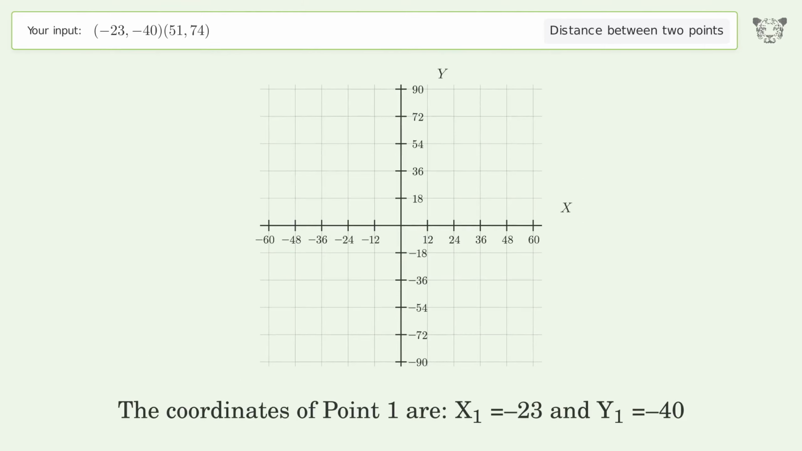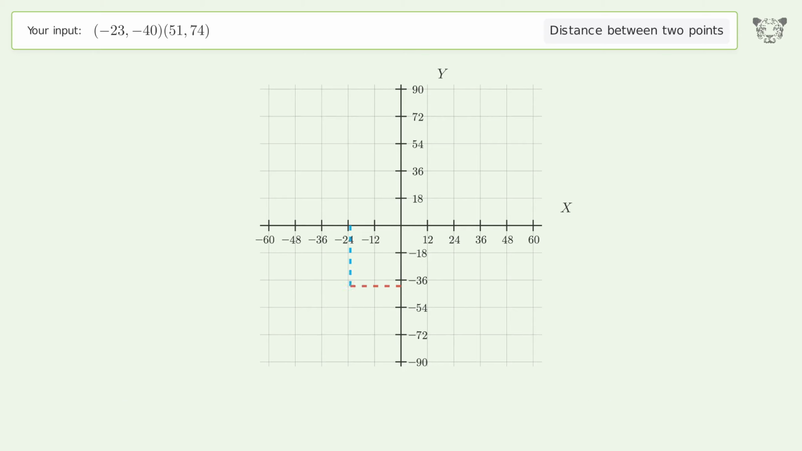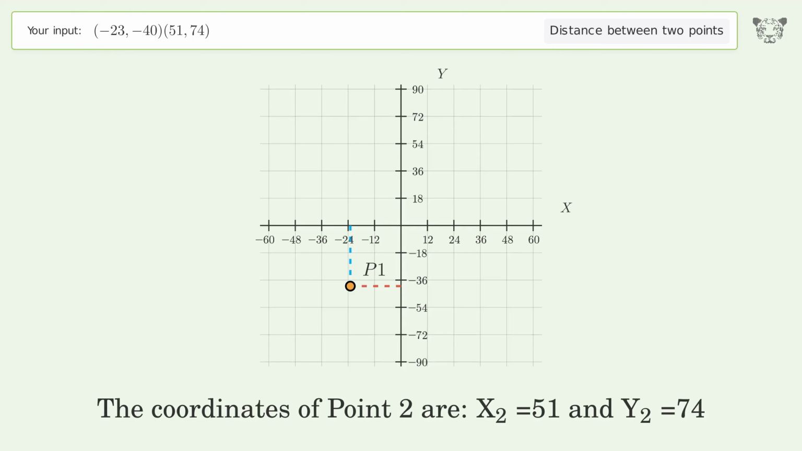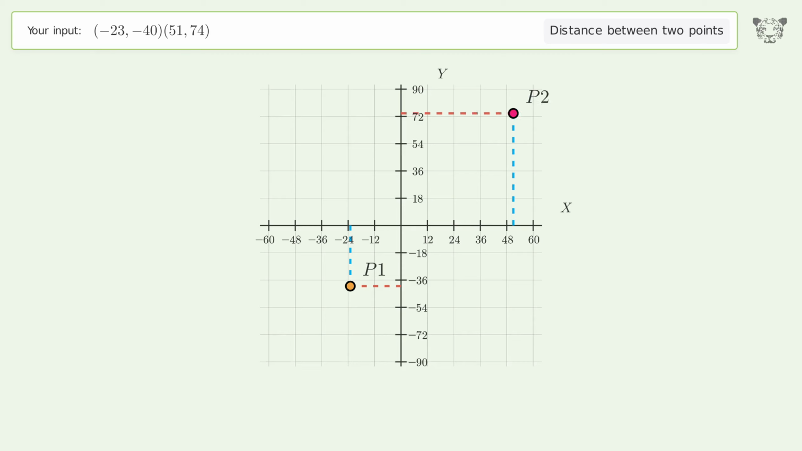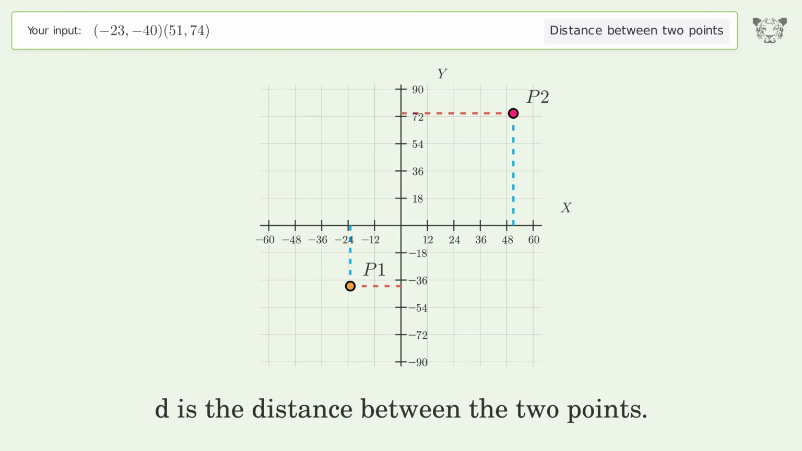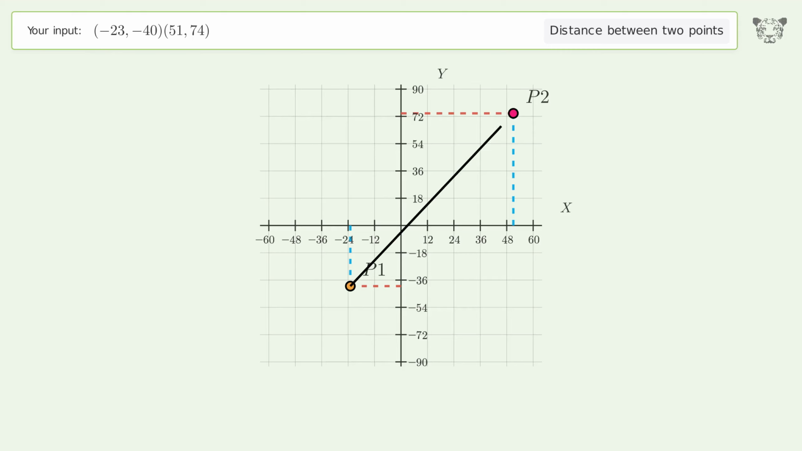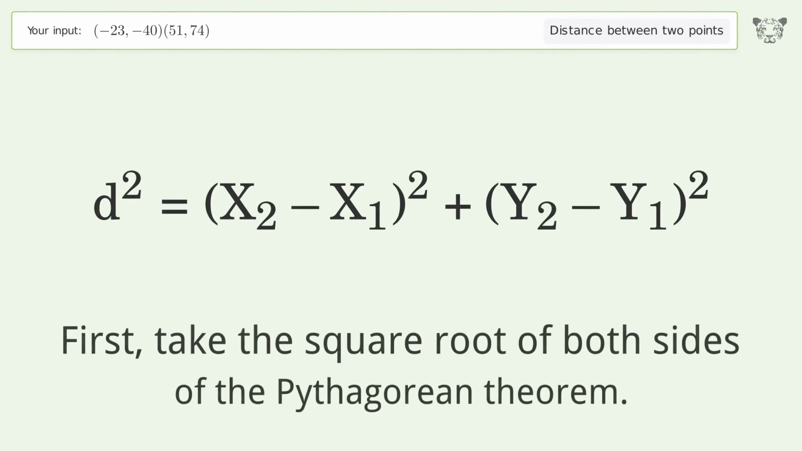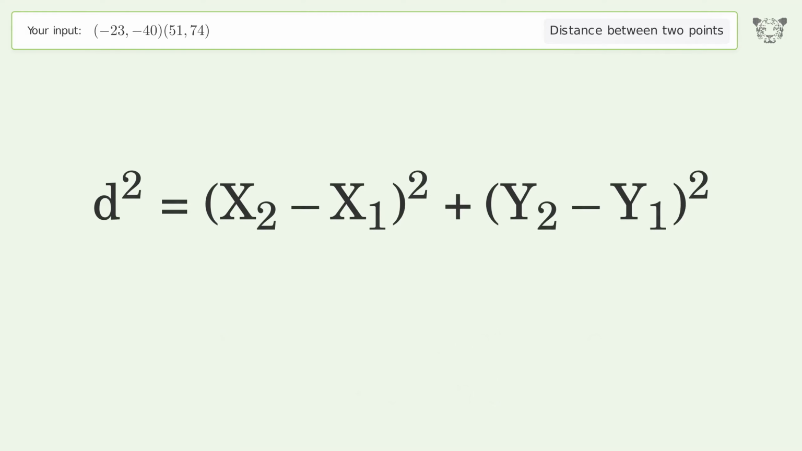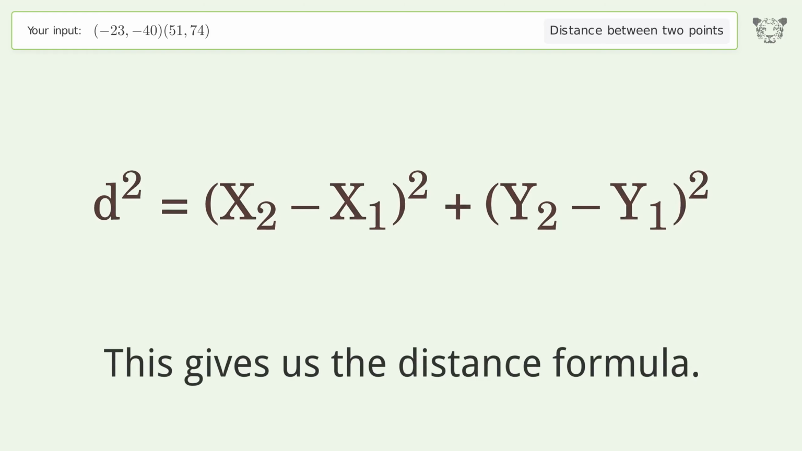The coordinates of point 1 are x1 equals -23 and y1 equals -40. The coordinates of point 2 are x2 equals 51 and y2 equals 74. D is the distance between the 2 points. First, take the square root of both sides of the Pythagorean theorem. This gives us the distance formula.